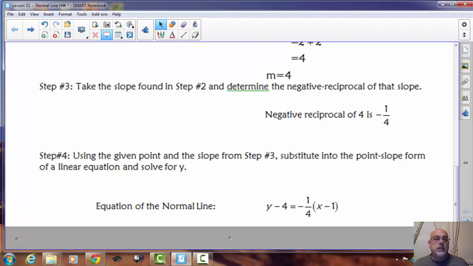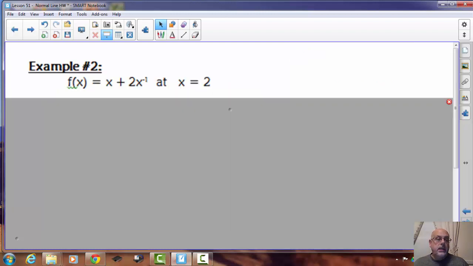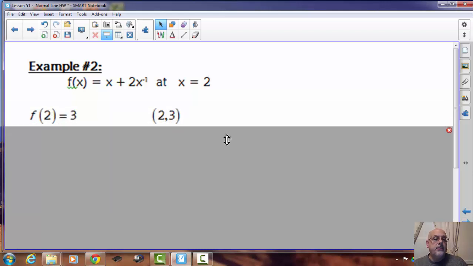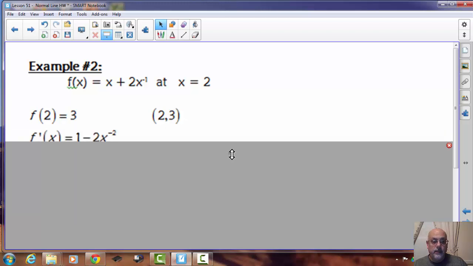So let's take a look at another example. In this case, I'm giving you the function f of x equals x plus 2x to the negative 1 power at x equals 2. So now you've got to find y. So you evaluate f of 2. f of 2 is 3. So the point that we need to be at for our tangent line and our normal line is (2, 3). At that point on the curve is where we're looking to do our work.